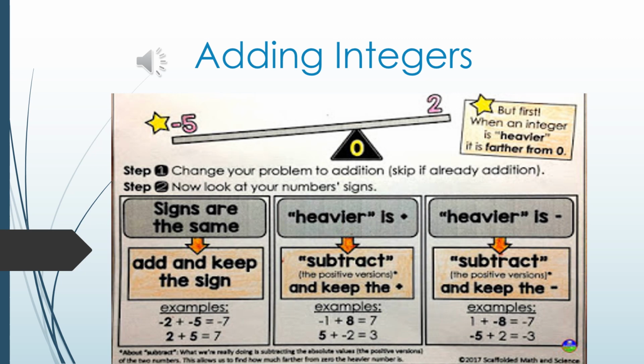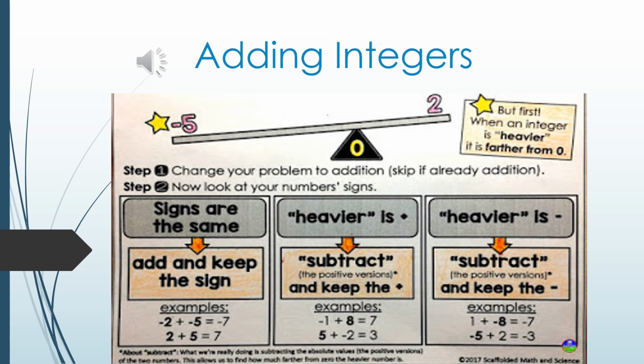In the second square, you have that the sign that is heavier, or the number that has the sign positive is bigger, you're going to subtract and keep the positive sign. For example, -1 plus 8 equals 7. We subtracted and we keep a +7 because 8 is bigger than 1. And in the other example that you have there, 5 plus -2 equals 3. Okay, 5 is a positive number and 5 is bigger than 2, so your answer will be +3.